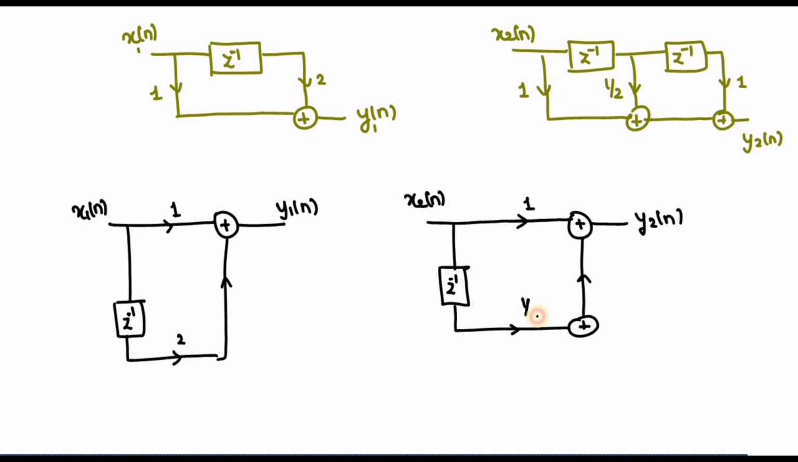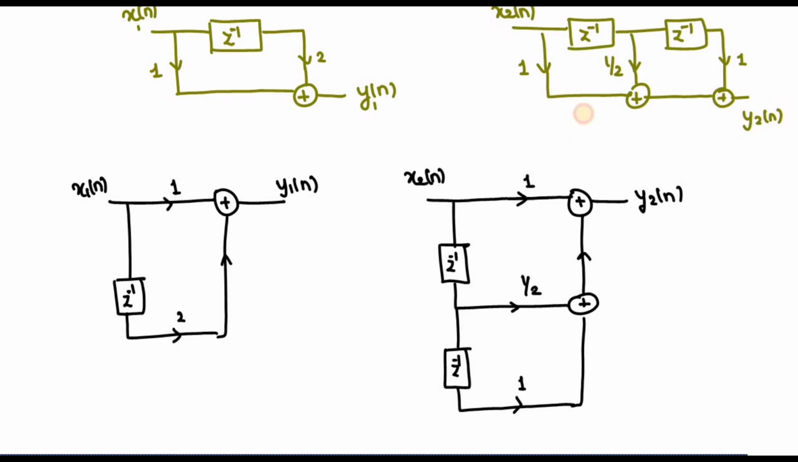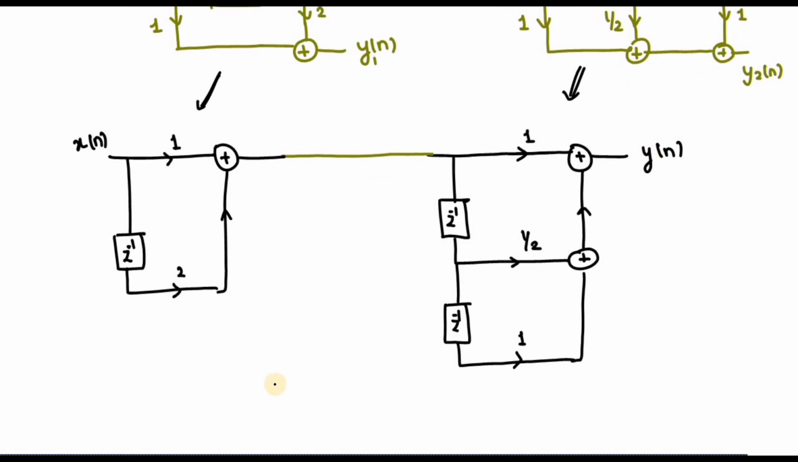So just redrawing. Okay. So this is your 1. So now, in order to multiply this one, I'm going to join y1 of n and x2 of n. And I can write this x1 of n as x of n and y2 of n as y of n. So this is how you have to realize the cascade form.